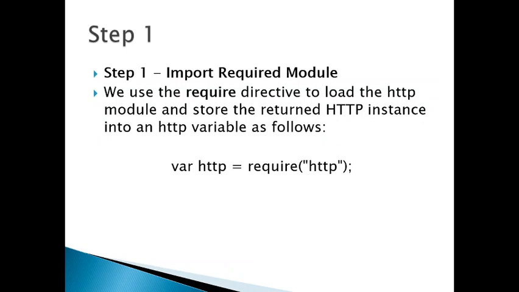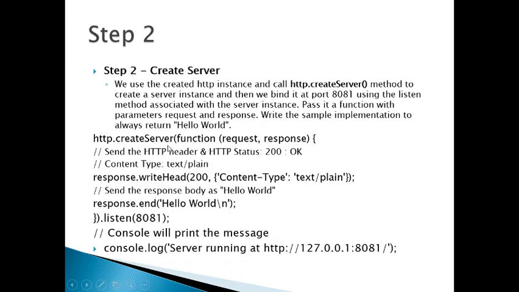For the second step, we have to create the server. To create a server, there is a built-in method of this HTTP module that is called the http.createServer method. We use the created HTTP instance and call the http.createServer method to create a server instance, and then we bind it on a specific port. Like for example, in this case, we can bind it on 8081 or 8080 or any other port.